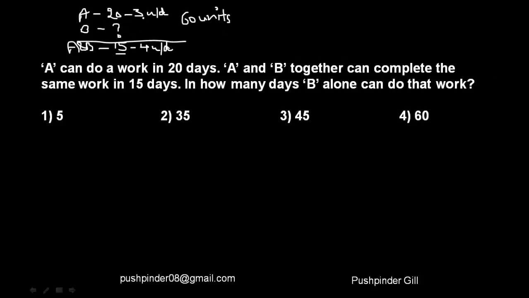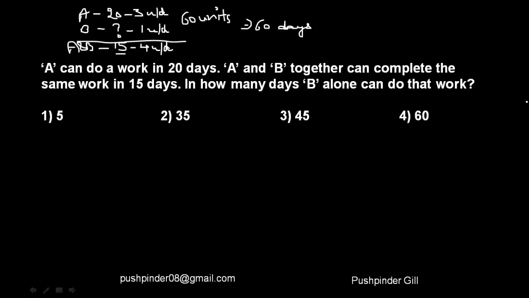So since A is able to finish 3 units every day, A and B is able to finish 4 units every day, that means B must be finishing 1 unit every day, so that this 3 plus 1 adds up to 4. Now since B is able to finish 1 unit every day and the job is of 60 units, that means he must be taking 60 days to finish the job. It's like if he eats 1 burger every day and he has to eat 60 burgers, that means he'll take 60 days, right? So I hope it's clear to everyone what I'm trying to convey here.